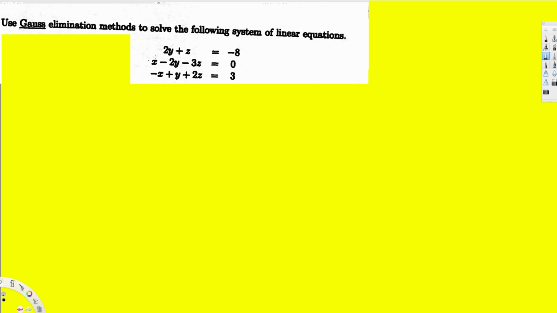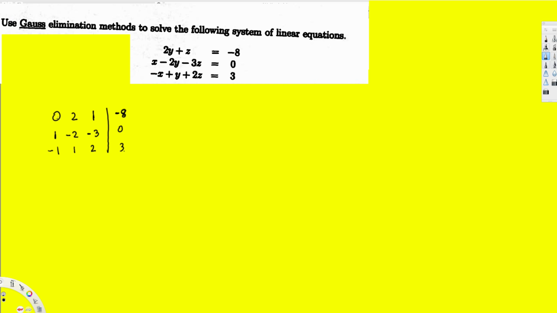So it's 0x because we don't have x right here. So it's going to be 0x, then 2y, 1z, and over here we have 1x, minus 2y and minus 3z, and here we have minus 1, 1, 2, and the other side we have minus 8, 0, 3. So let's do this one.